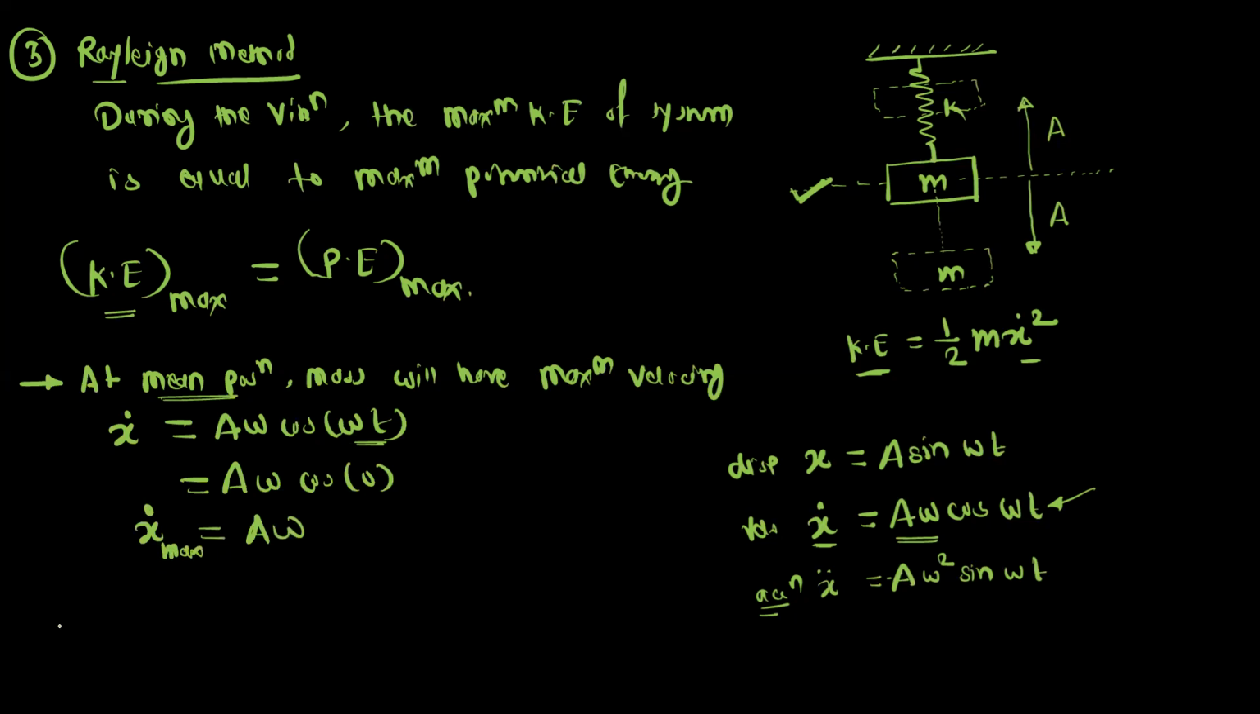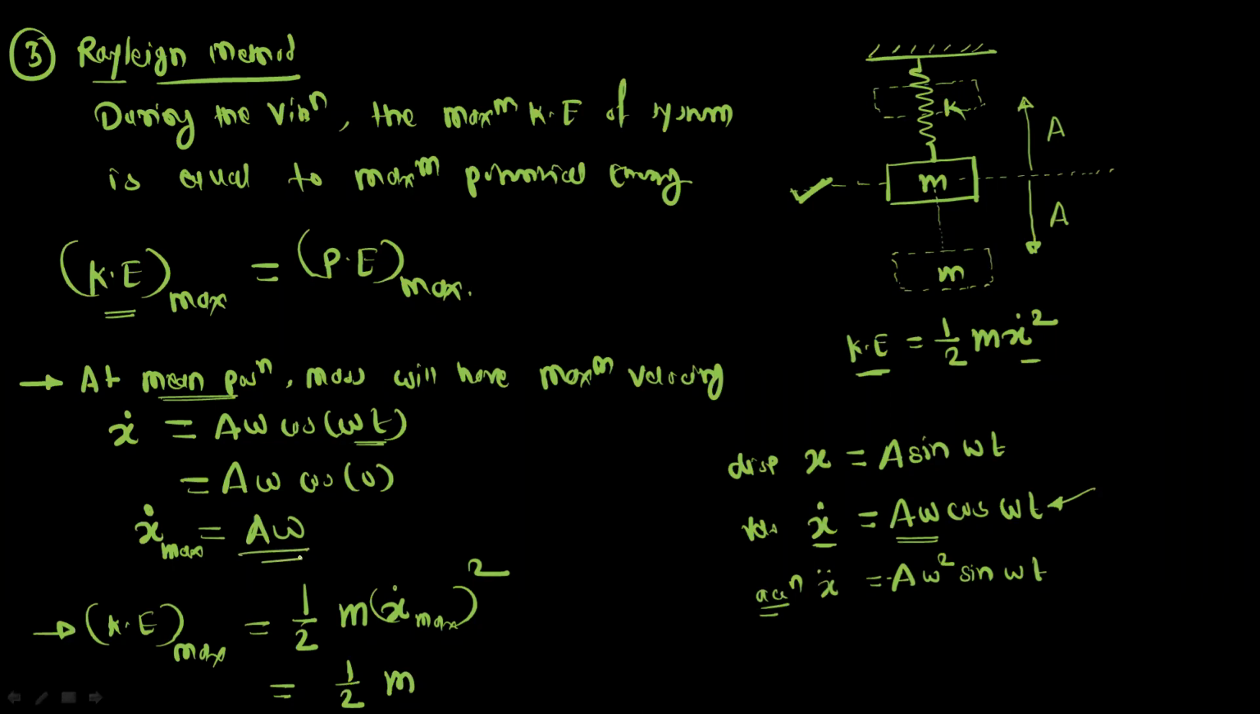So what is the kinetic energy maximum? So kinetic energy maximum, this is equal to 1 by 2 m x dot maximum square. Okay. So this is equal to 1 by 2 m. Put the value of x dot maximum, that is A omega. So it will become A square omega n square. Okay. So omega is the natural frequency. So this is maximum kinetic energy.